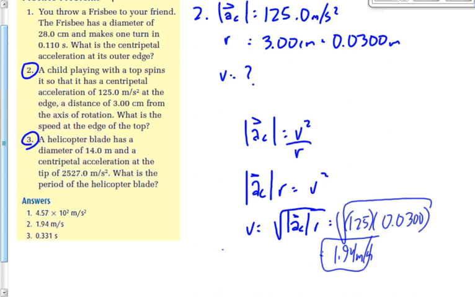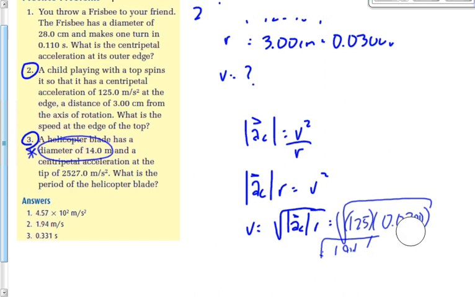I'm going to actually draw attention to this. Put a little star by it or something to remind me that that's not the number I want. Although I can get the number I want pretty easily. Okay, this isn't it. We have an acceleration of 2527 meters per second squared. What's the period?